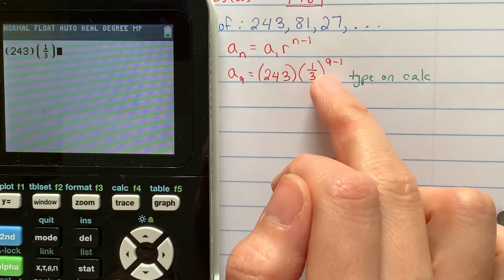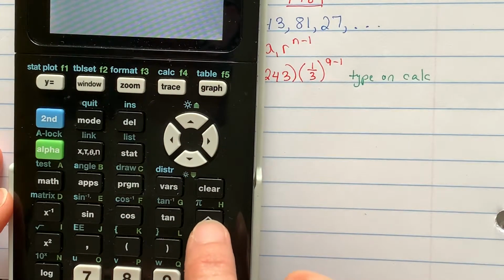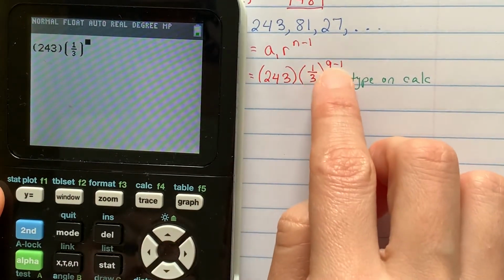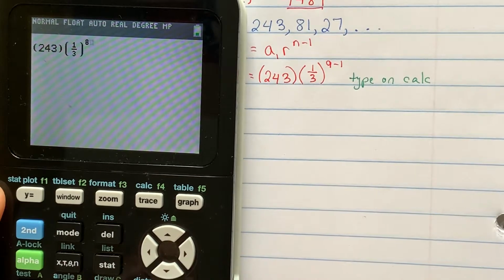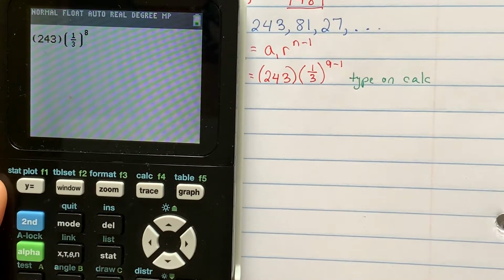Now I need to get an exponent. Again, that exponent key is this caret key right underneath clear. So I'll push exponent. And I can do 9 minus 1 in my head. 9 minus 1 is the number 8. So again, please grab your calculators and make sure that you get the same output that I'm going to get. I get the output of 1/27.